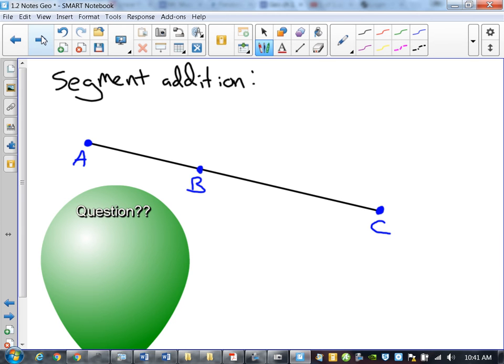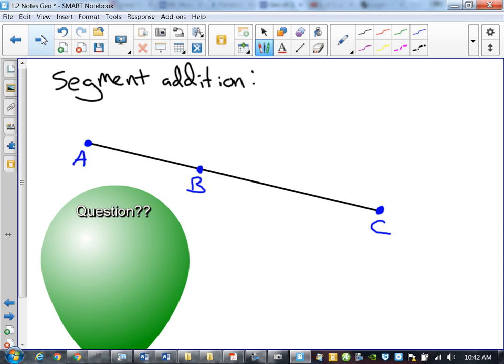This is where things get interesting. When we started to talk about this the other day, we talked about something called collinear. What was collinear? It's same line, points on the same line. Collinear is when you have points that are on the same line.